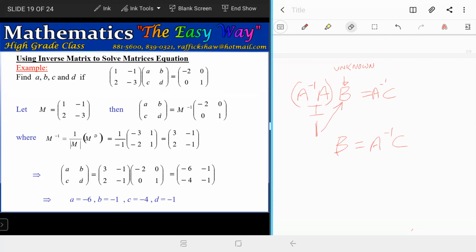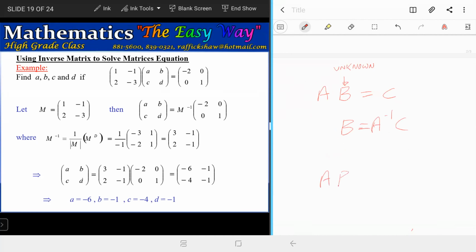But the shortcut way is to say, if A times B equals C, and you're trying to find B, then B is equal to A to the -1 times C, if B is what you're trying to find. Now look here.